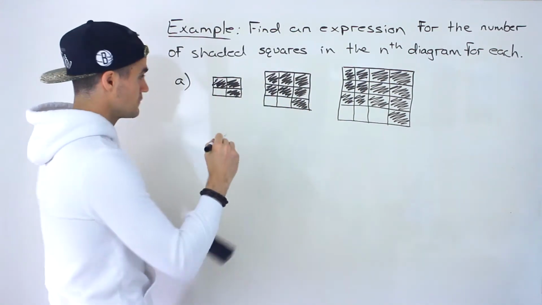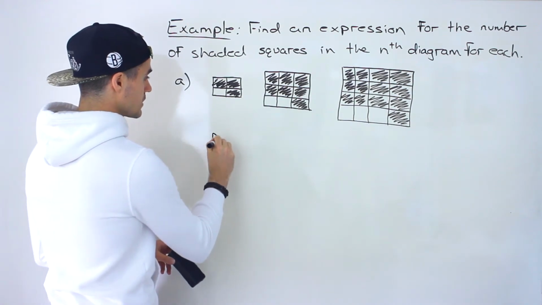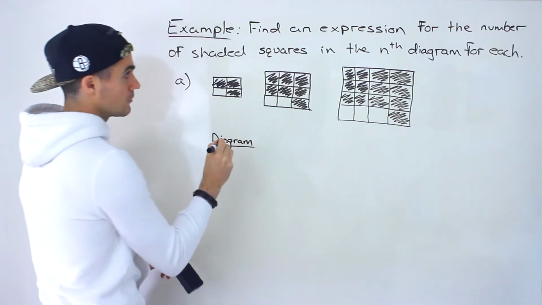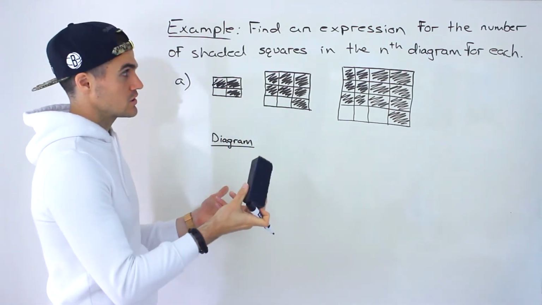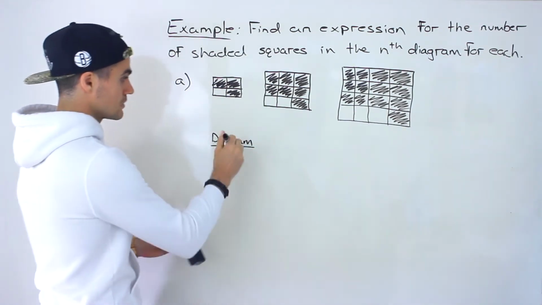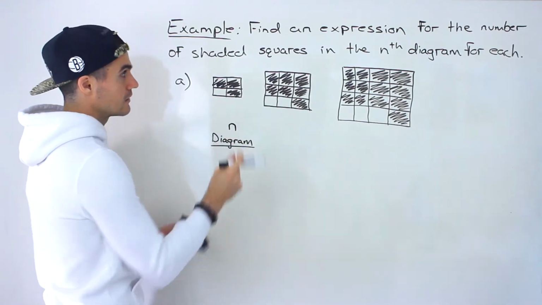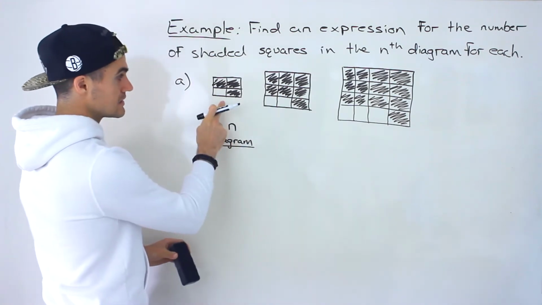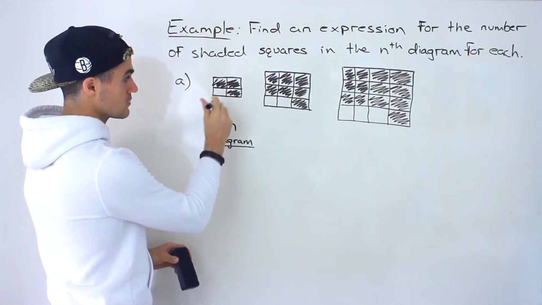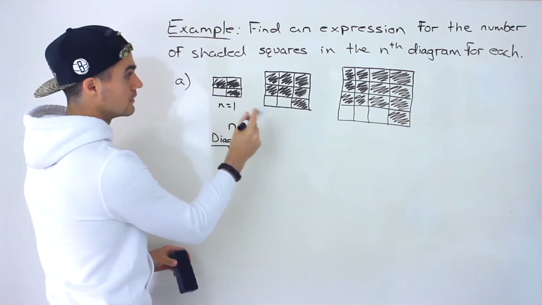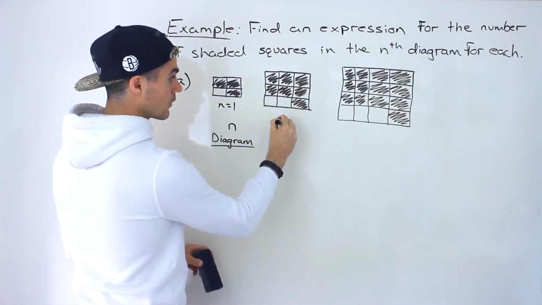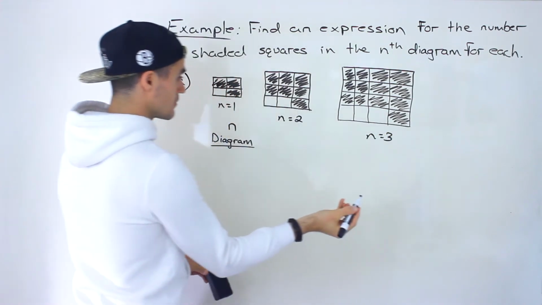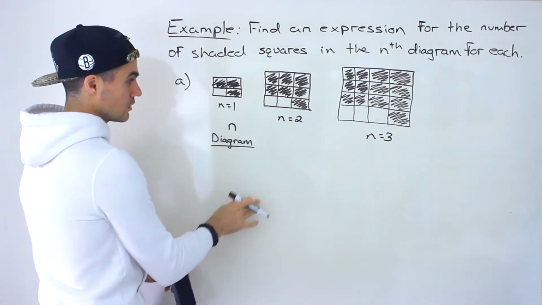Like I did in the previous video, the way I do these is I create a column for the diagram number, because the expression is going to be based on that. So the diagram number is going to be n, right? We're basing it on the nth diagram. So this here is going to be the first diagram, so n is 1. Here, this is going to be the second diagram, so n is 2. Here, this is going to be the third diagram, n is 3. So that's the first column.